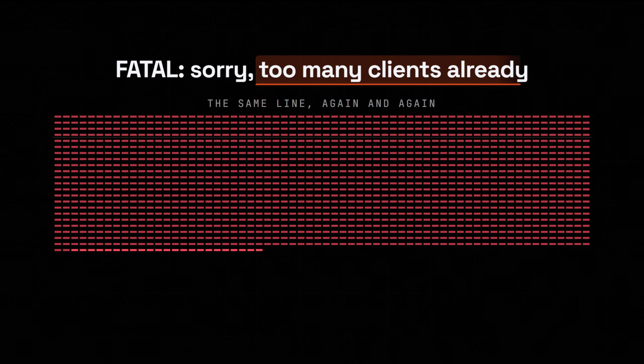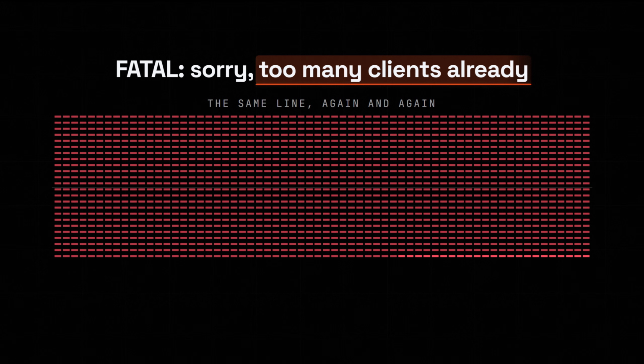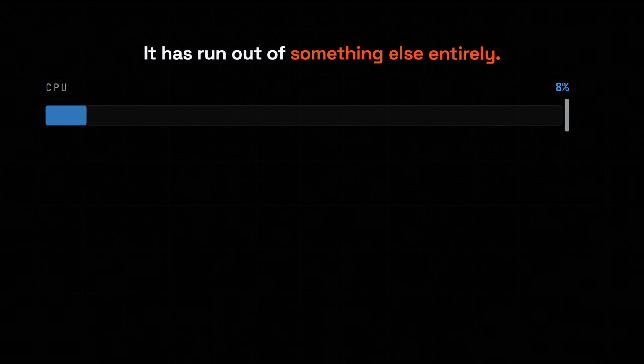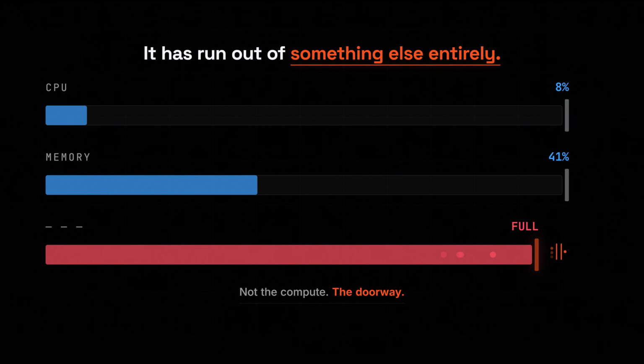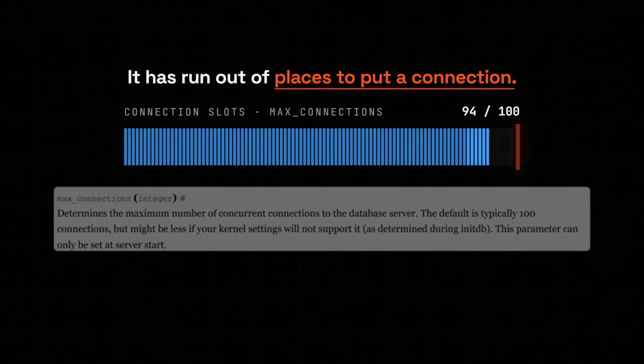Fatal. Sorry, too many clients already. That is the entire error, and it is also the entire diagnosis. Your database is not short of CPU and not short of memory. It has run out of something else entirely. It has run out of places to put a connection.